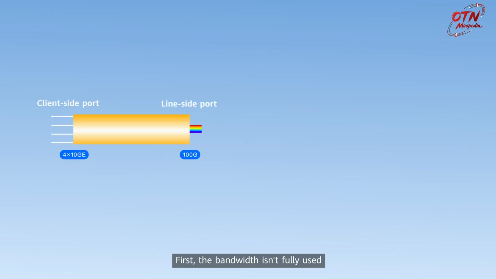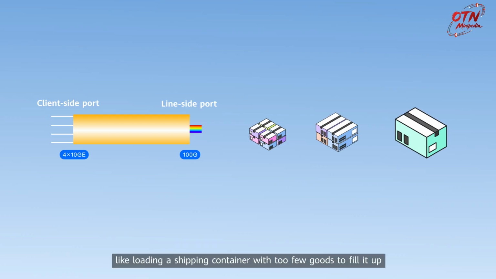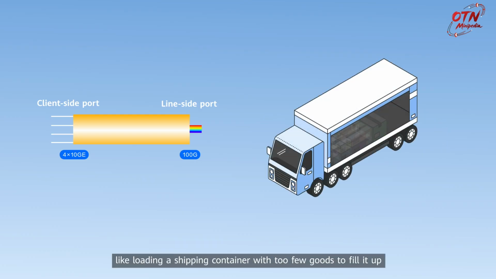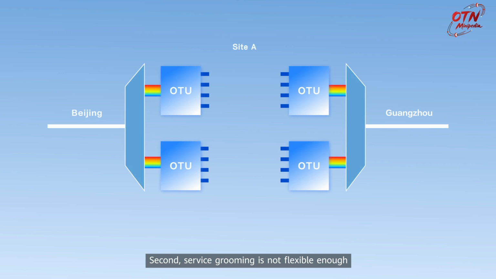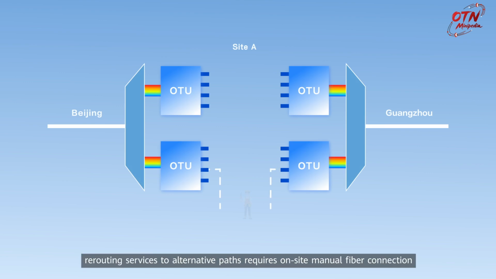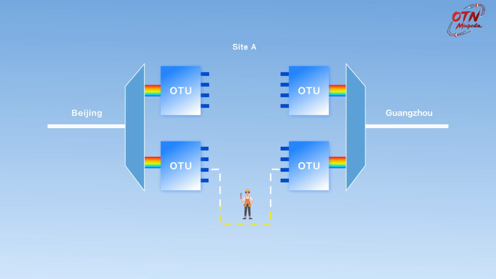First, the bandwidth isn't fully used, like loading a shipping container with too few goods to fill it up. Second, service grooming is not flexible enough. In traditional WDM networks, rerouting services to alternative paths requires on-site manual fiber connection, resulting in low operational efficiency.